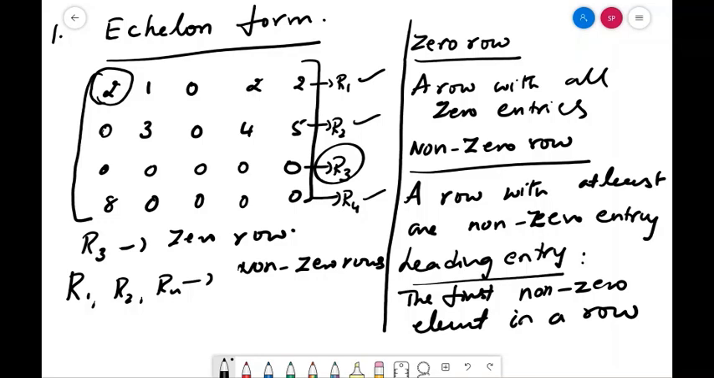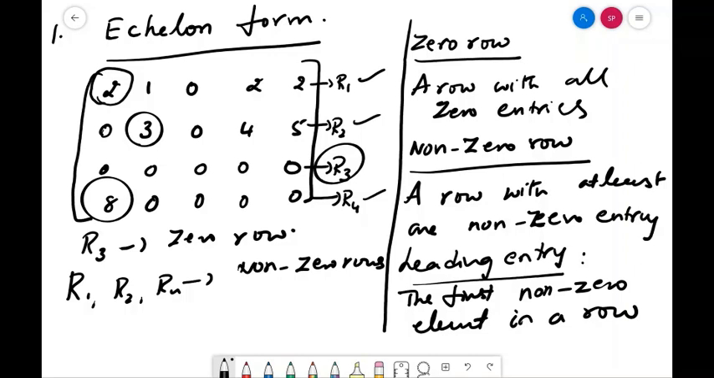Now when you take the second row, 3 is the first non-zero entry. So 3 is the leading entry here. Then when you take row 3, it is a zero row. There is no non-zero element. So it does not have any leading entries. When you take the fourth row, it has a leading entry, that is 8. So this is regarding leading entries.